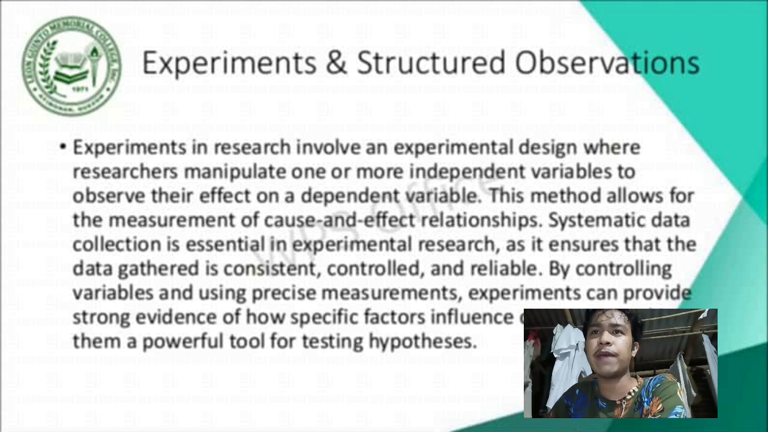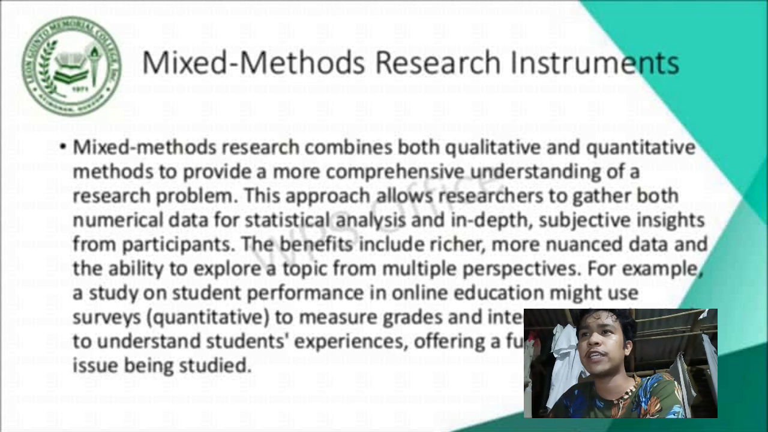Finally, we have mixed methods research, which combines both qualitative and quantitative methods, as I said earlier. This approach gives researchers a broader view of the research problem by using both numbers and personal insights. For example, researchers might use surveys to gather numerical data and then interviews to get a deeper understanding of people's thoughts and feelings. The main advantage of mixed methods research is that it provides richer, more detailed data. By using both types of data, researchers can explore a topic from multiple angles, seeing both the big picture through numbers and individual stories through words.